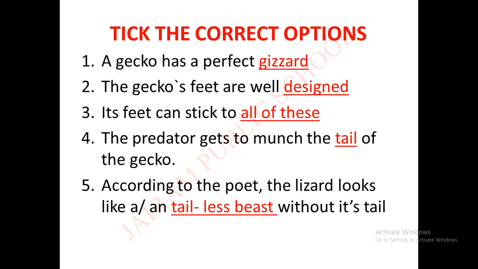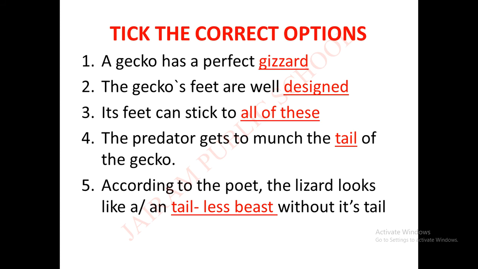Fourth one. The predator gets to munch the dust of the gecko. What is the question they have given here? So, what is the option they have given here? Look at your book. Egg, gizzard, tail, feet. The right answer is tail. The predator gets to munch the tail of the gecko.